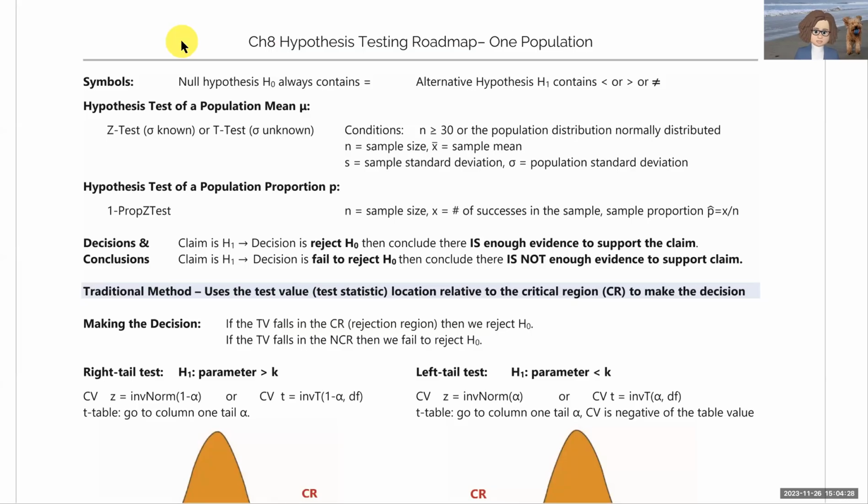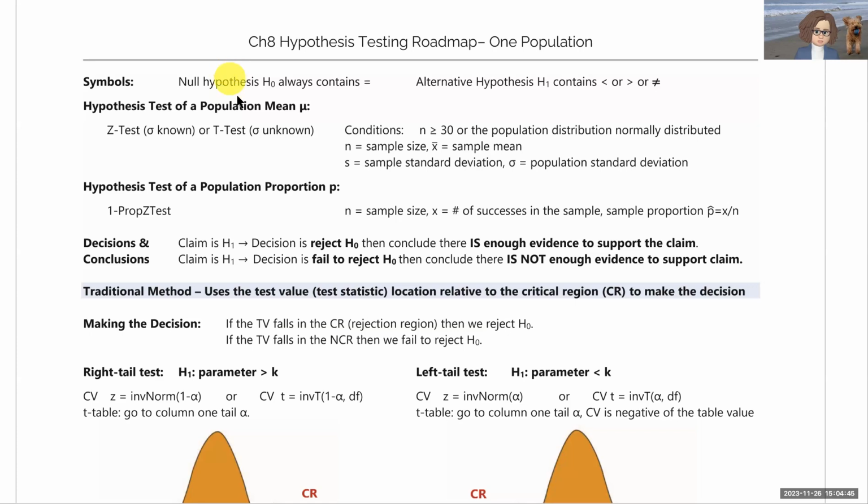Welcome. Before jumping into the first page of the Chapter 8 exam practice, I just brought up our roadmap here for Chapter 8. So please use this as a reference. Hopefully it will be helpful for you. So just a quick rundown of our roadmap.